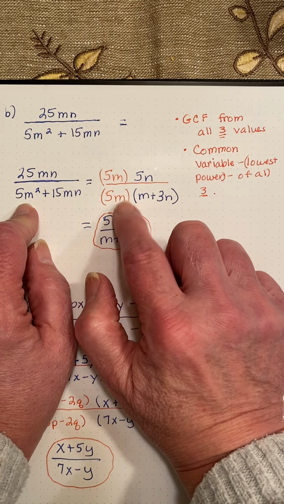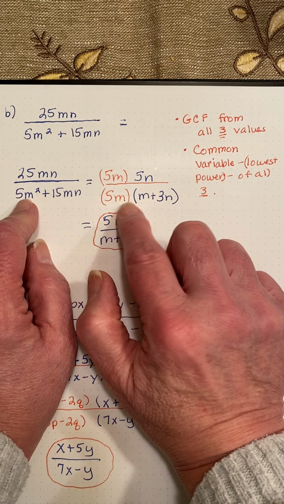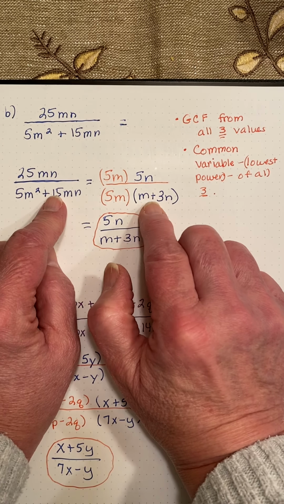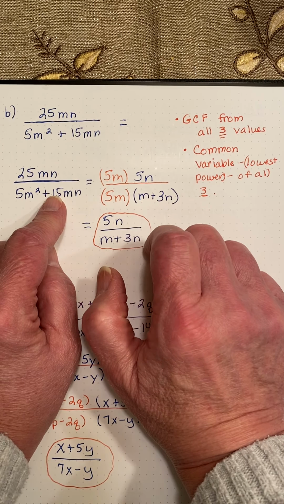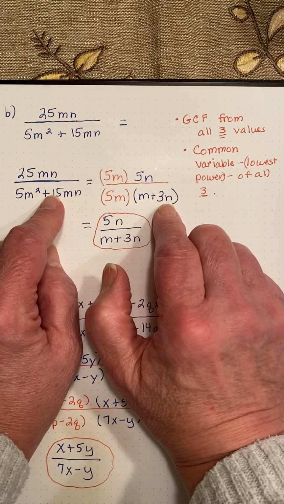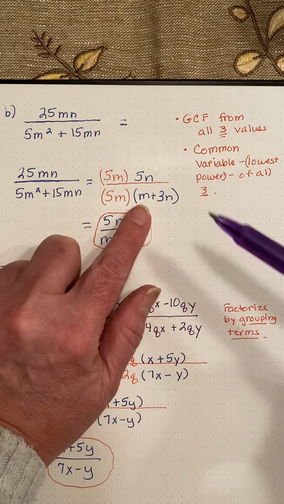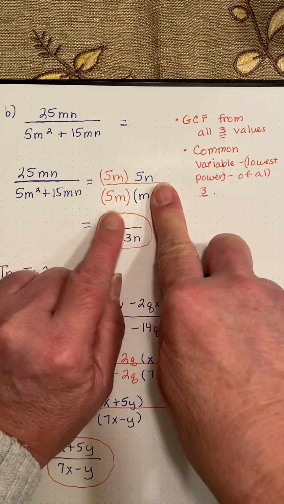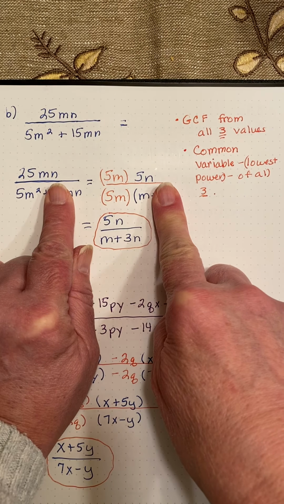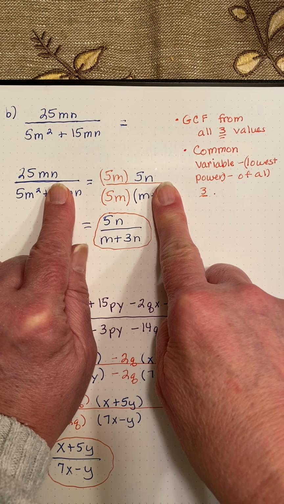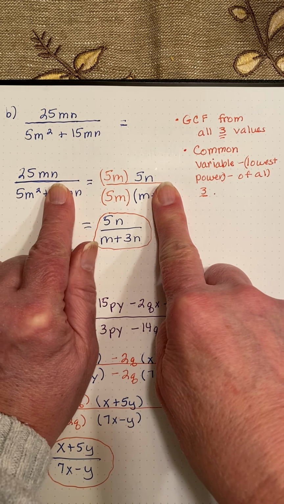M to the second, if I take an m out of that, I'm just left with an m. Plus, 5 out of 15 is 3. My m's disappear, and I'm left with n. Okay, did you see how that worked? So basically, with this part, I'm dividing this one, that 5m to the seconds, because 5 divided by 5 is 1, so I don't need it.